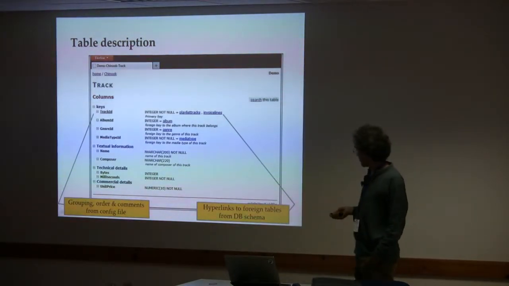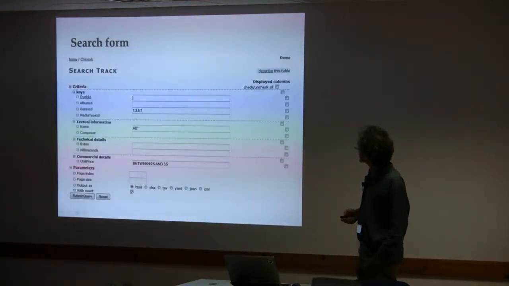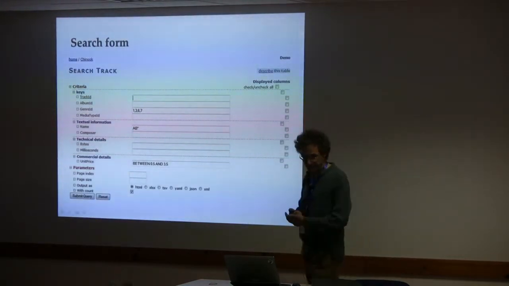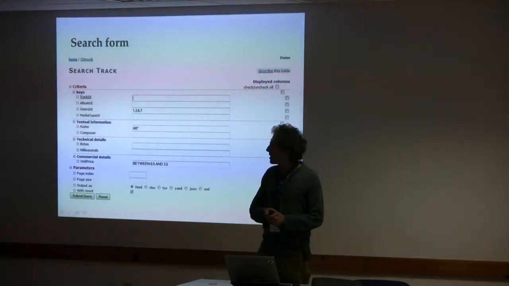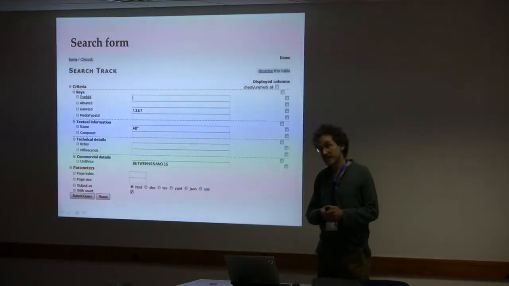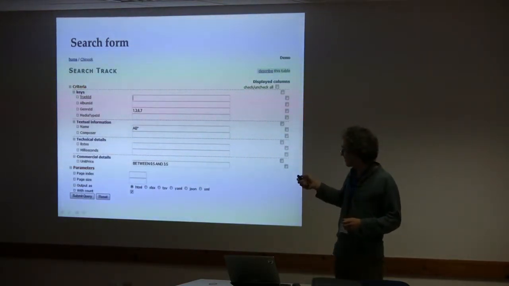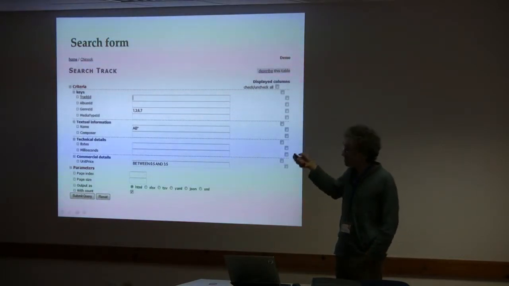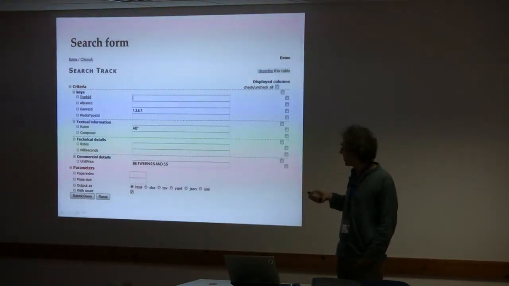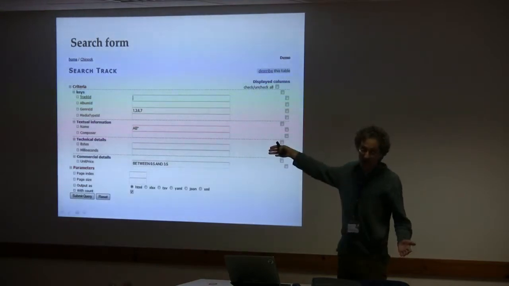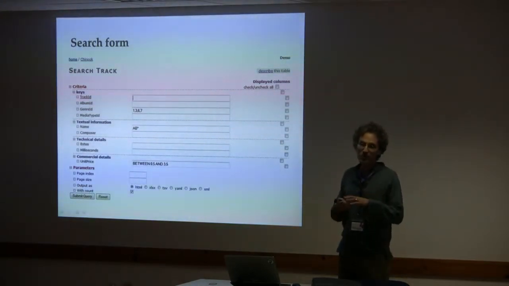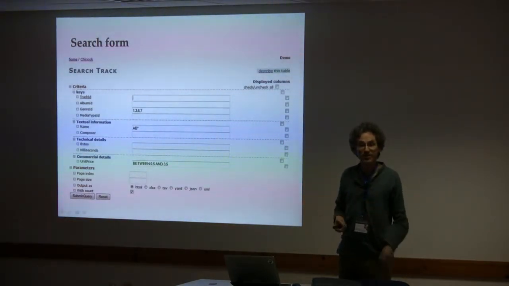Summarizing, grouping, ordering, and hyperlinks. Now we come to the search form. The search form has the same groups of columns that we saw just before. They are grouped and ordered in the same way. If you have lots of columns, you can still collapse or expand some subsections of that form.